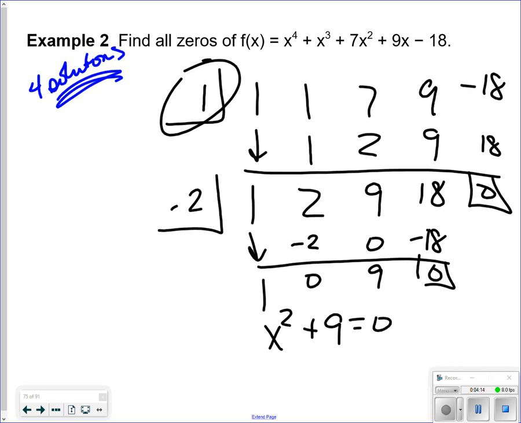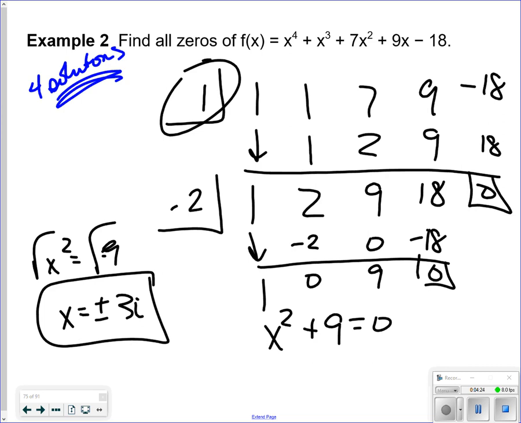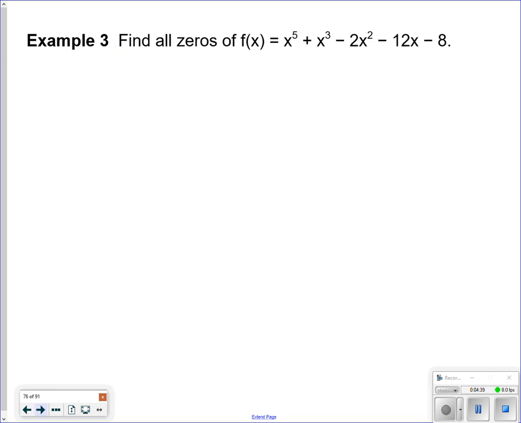So x squared plus 9 equaling 0. I would solve that by subtracting 9, taking the square root, and getting x to be plus or minus 3i. So again, not all solutions are rational. I have 2 solutions that are rational and 2 solutions that are imaginary, but I have 4 solutions to this particular graph. Next one, and again, I'm going to have to go back to my graphing calculator.